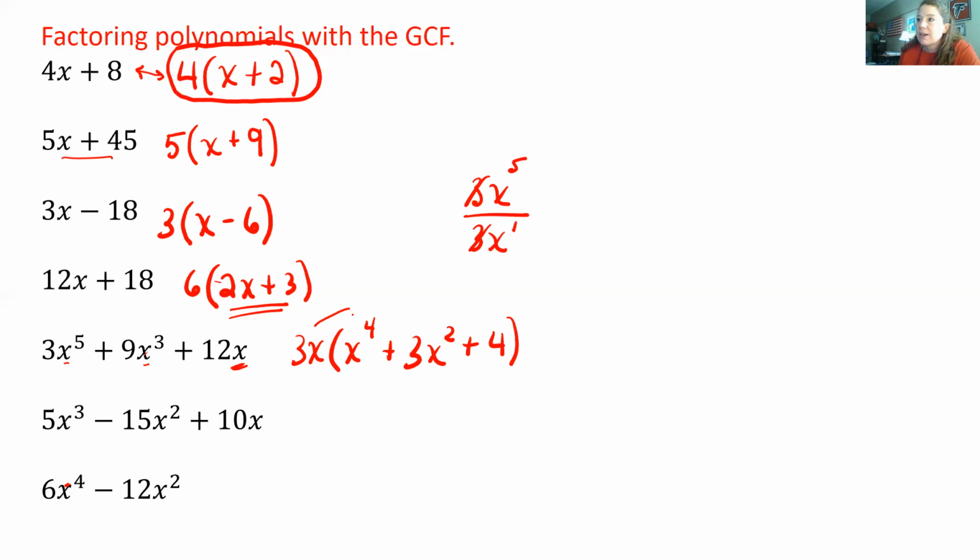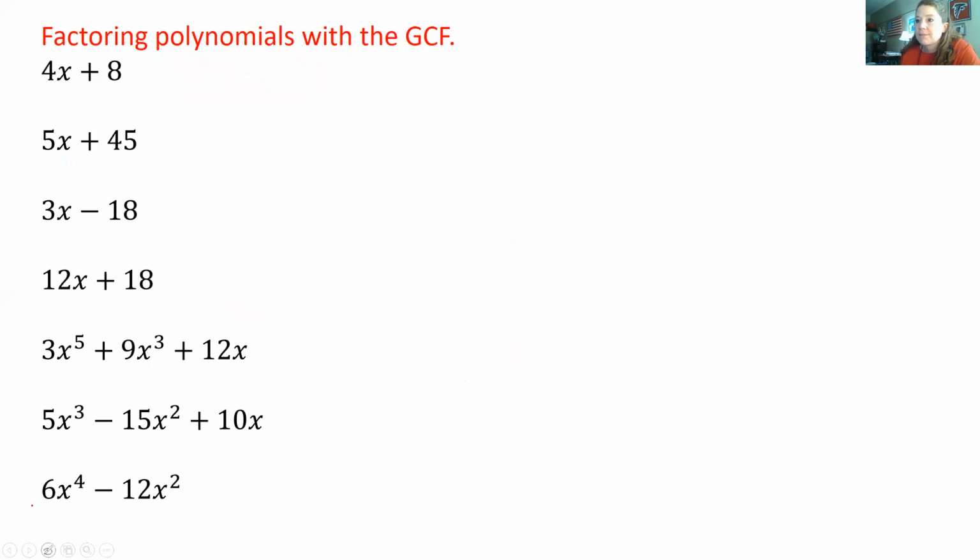And then to double check our answer, we would want to use our distributive property. We get 3x to the 5th, 9x to the 3rd, and then 12x, which is what we started with. So we know we're right. All right, I'm just going to get rid of everything on my screen now. So let's keep going. All right, what about the next one? We can divide everything by 5x.